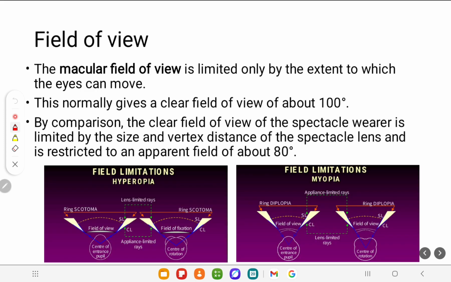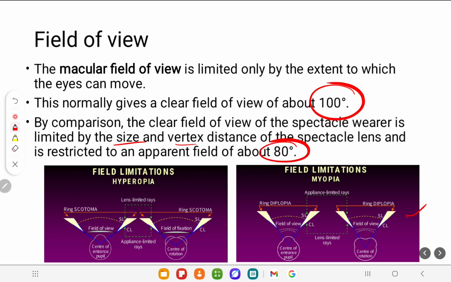So field of view is very simple, taken from an old article. The macular field of view is limited only by the extent to which the eye can move, because the contact lens moves when the eye moves, isn't it? It normally gives a clear field of view of about 100 degrees. By comparison, the clear field of view for a spectacle wearer is limited by the size of the spectacle lens itself and the vertex distance, and is restricted to apparently 80 degrees.